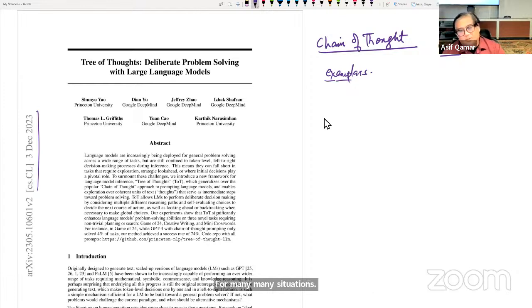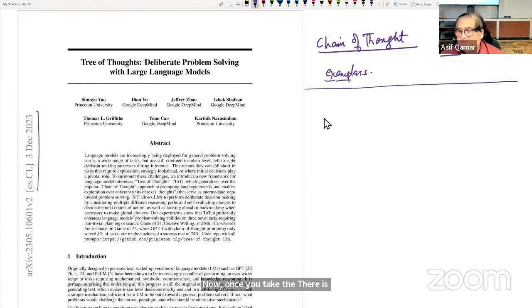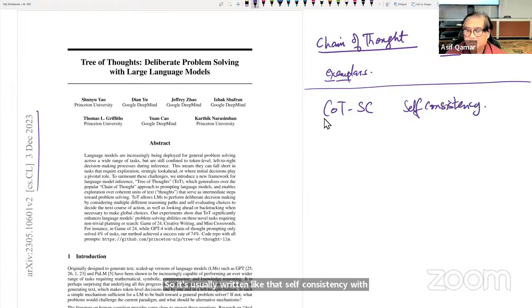CoT is another illustration of the fact that you should give examples, and good examples, a theme that we have been harping on for quite some time. Now, once you take the CoT, there are further insights we can draw. How do you take it any further from there, and what's the next level of development? It's usually written as CoT with self-consistency check. You can augment the CoT technique with another thing called self-consistency added to it.